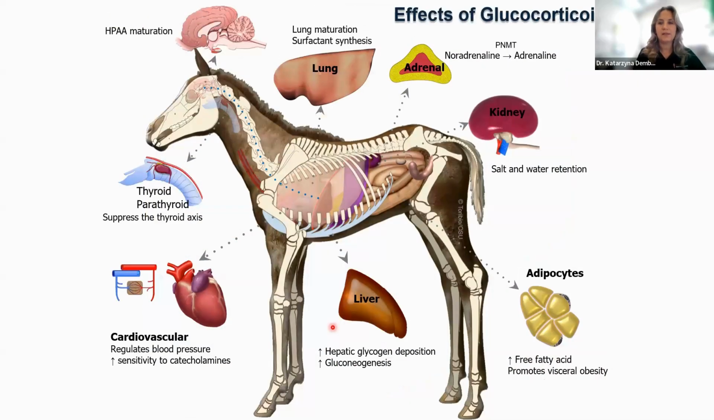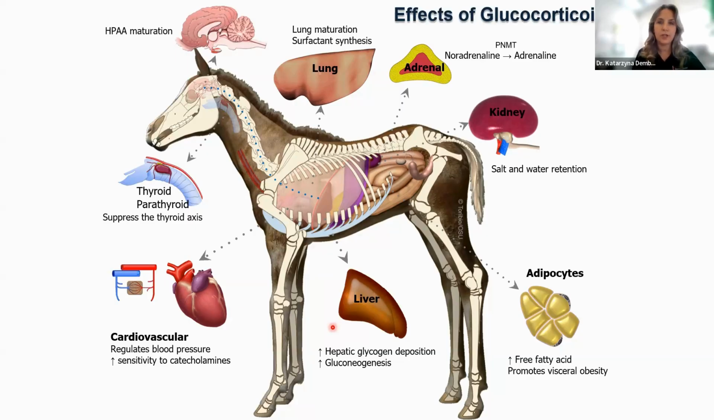So what are the key cell and tissue effects of cortisol? These can fit into 3 categories. The first one is maintenance of blood pressure. The second one, provision of energy to tissues. And the last one is the control of appropriate inflammatory response, as well as maturation of organs in neonatal animals or neonatal foals.